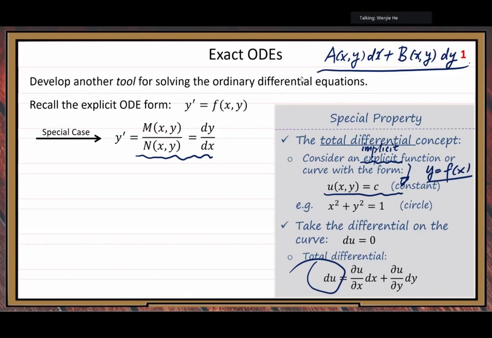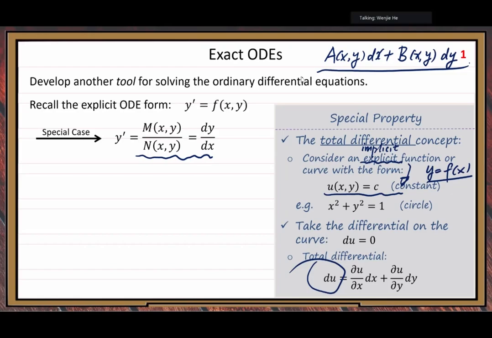For this general differential expression, can you find u such that du equals that? In general, you cannot. Because for arbitrary a function and arbitrary b function, how can you find some u function such that du equals that function? In general, you cannot. Only under some very special situation.